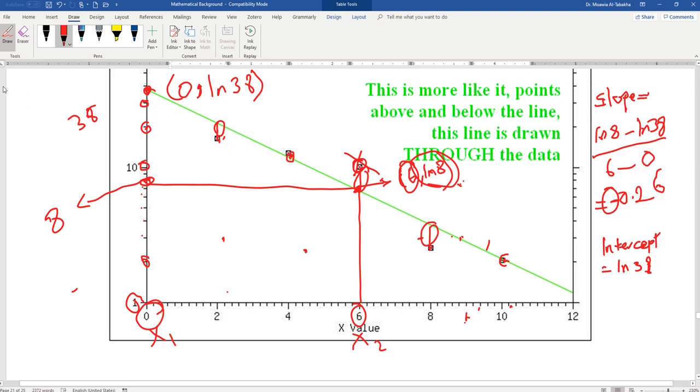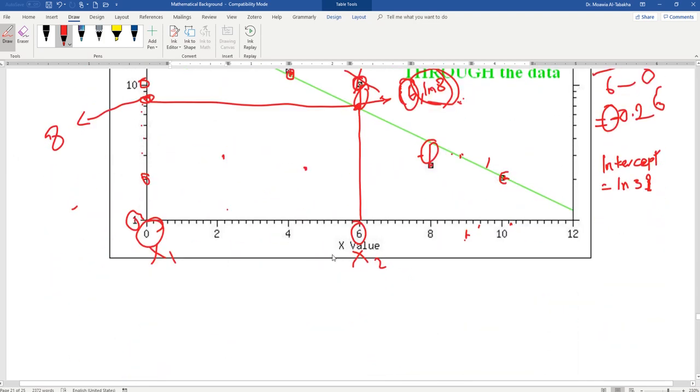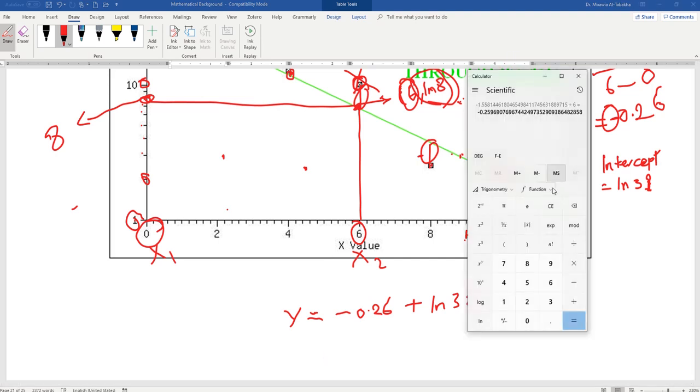How can I write the straight line equation? This is y and this is x. I can write it as y equal to mx, where x is the x data and m is the slope. So it will be minus 0.26 x plus b, where b is the intercept, plus ln 38. Or I can just get the answer for ln 38.